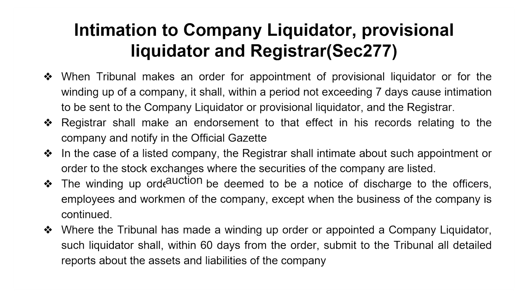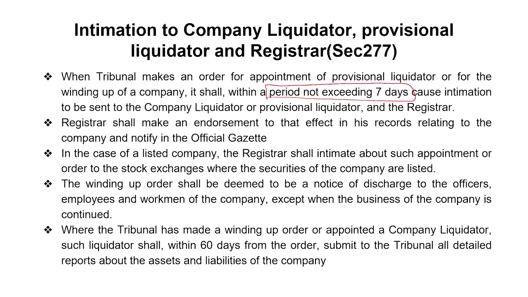Intimation to company liquidator, provisional liquidator and registrar, that's referred in section 277. When the tribunal passes any order of appointment of provisional liquidator or for the winding up of a company, it shall, within a period not exceeding 7 days, cause intimation to be sent to the company liquidator or provisional liquidator and the registrar. So, all persons should be informed about the same, that the winding up process has started and the court has passed an order of winding up.